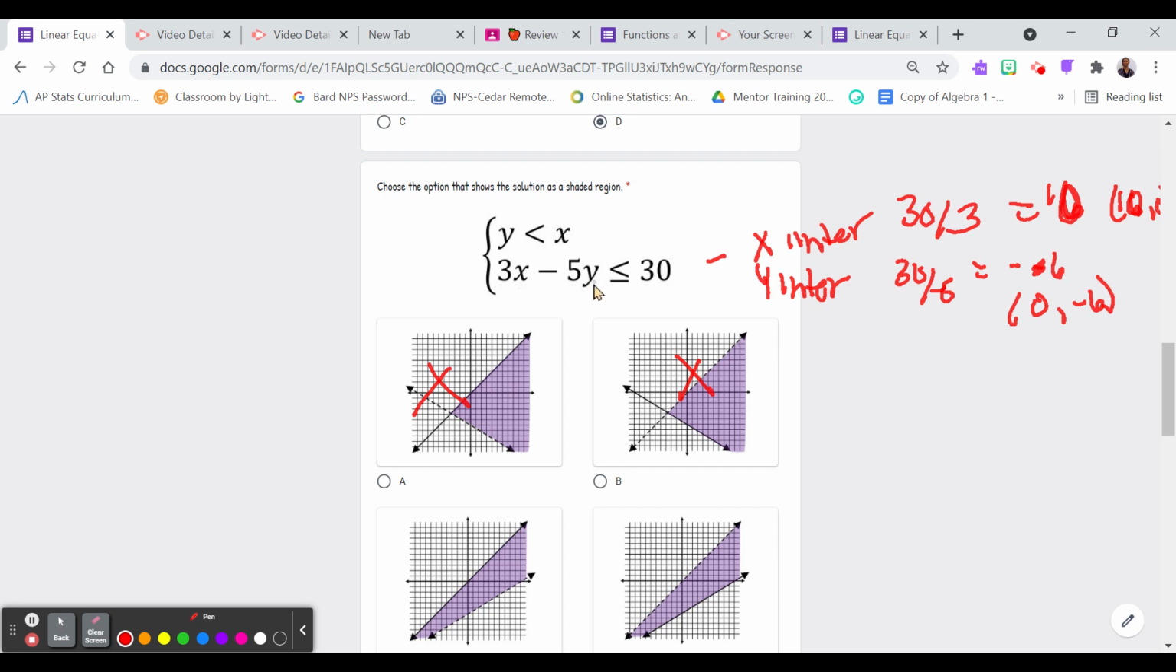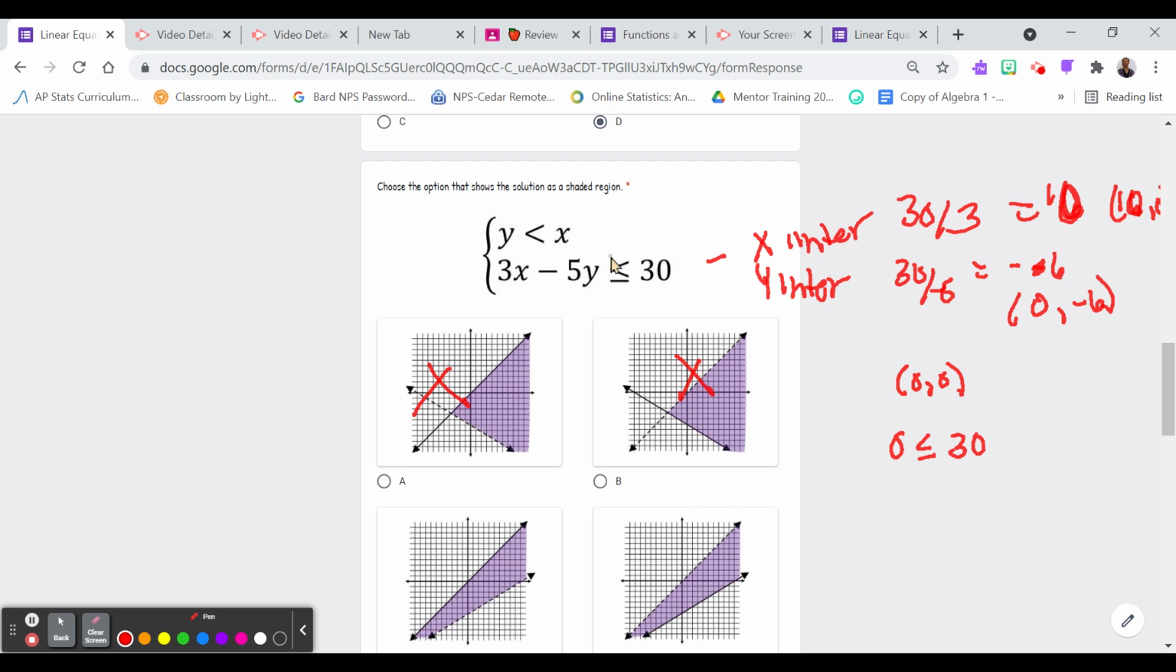I think that's an easy point to plug in. What if x equals 0 and y equals 0? Is that point shaded or not? If it's true, we're going to make sure we shade the origin. If it's not true, we're not going to shade the origin. So if we plug 0 in for x and y, we get 0 is less than or equal to 30. Is that true? That's true. That means we want to shade the part that includes the origin. So we're definitely going to shade above the line. So that's going to be both.